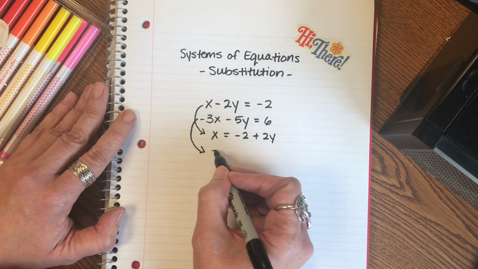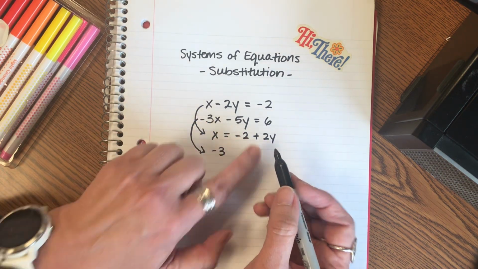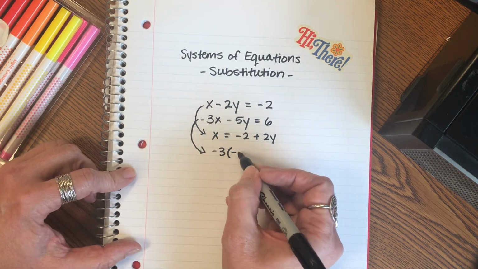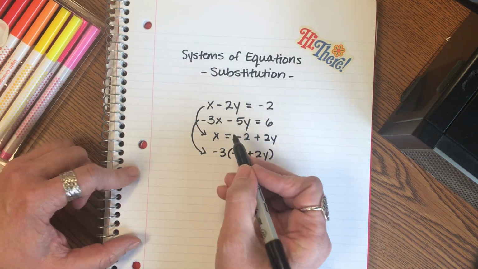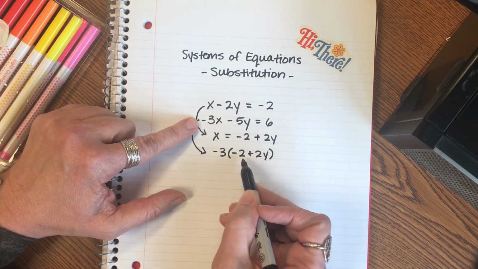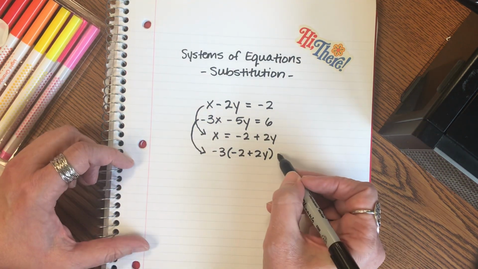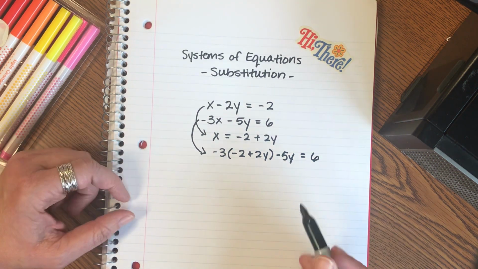So we have -3 times x. Now instead of the x, we're going to write what it's equal to. -2 plus 2y. Now, that's only part of this equation, -3x, because this is equal to x. We still need that -5y is equal to 6.